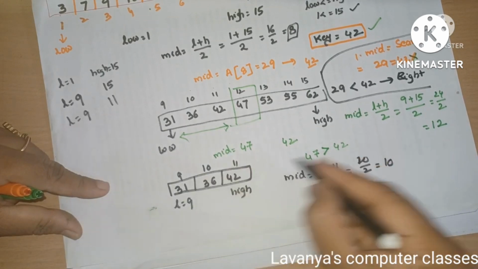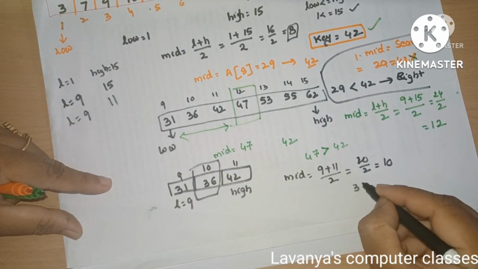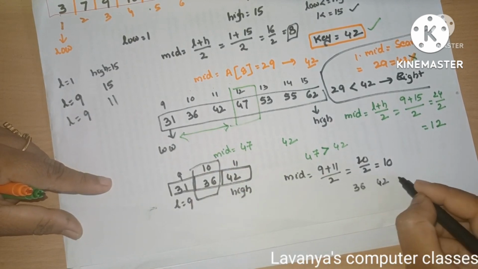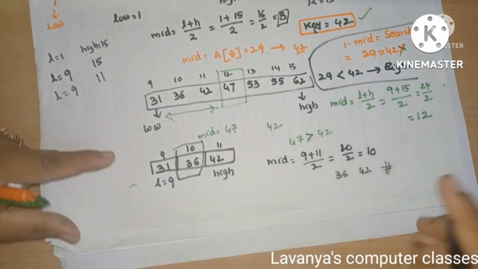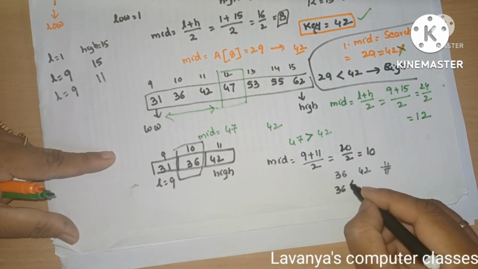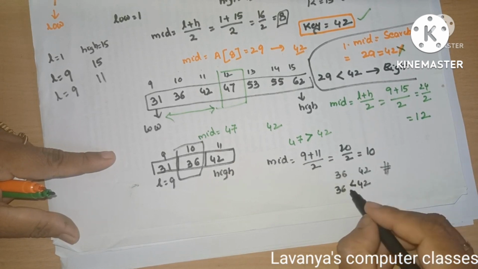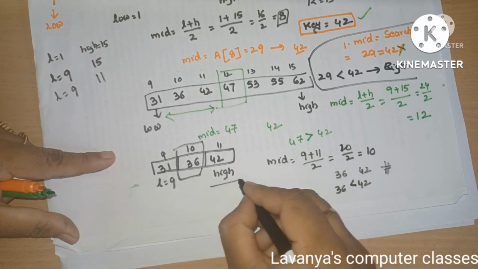So what is our 10th? The middle element is at position 10. The middle element means this one, so the middle element is 36. The search element is 42. Both are not the same, so again we do the searching. That means the middle element 36 is less than 42. The middle element is small and the search element is more. That means you go to the right hand side.